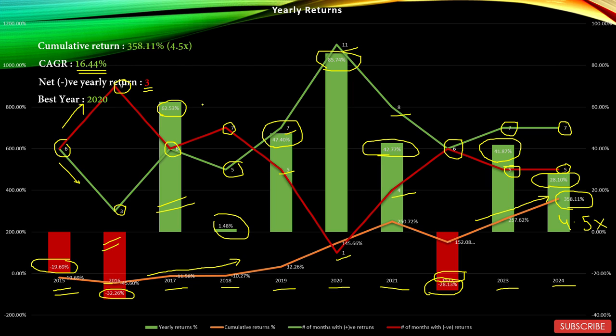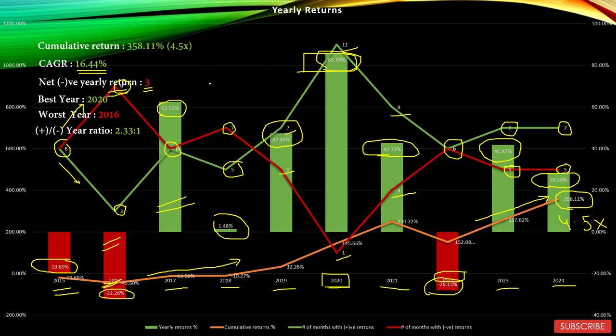Best year 2020, no doubt about it, no competition by any year. 85.74% return in the year of 2020. Worst year 2016. We have seen that out of the three negative years, 2016 was the worst with minus 32.26% returns, and 9 months out of 10 have given negative returns in that year.